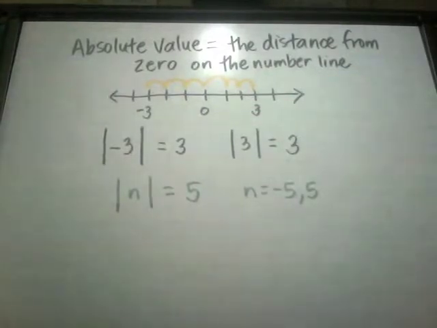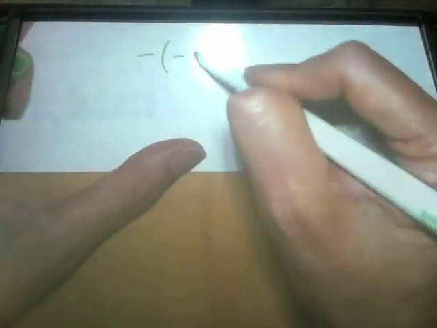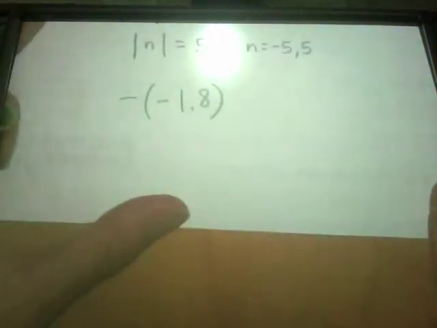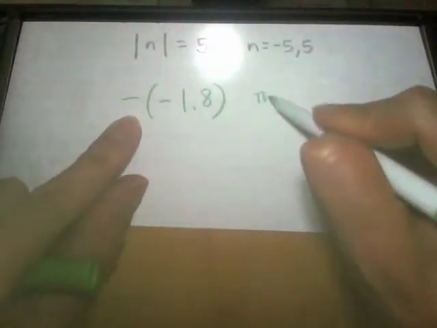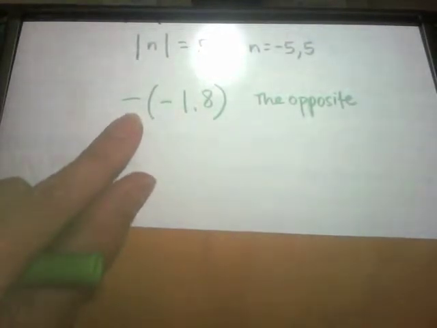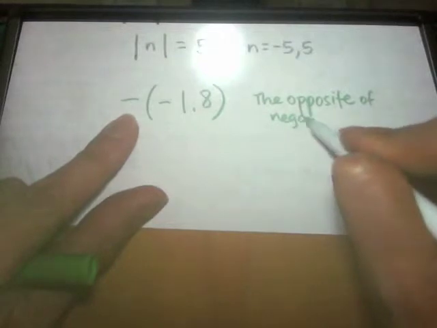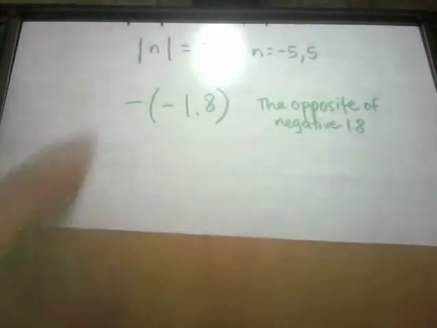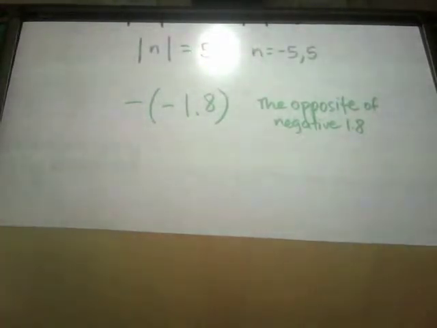Pretty simple. Now, how are we going to make it a little harder? By just adding in this idea of opposites with negative numbers. Okay? So for example, if I say this, I would read this as the opposite. Opposite can be shown with a negative. The opposite of -1.8 is how I would read that. The opposite of -1.8. To do the opposite, we can use a minus or a negative symbol.